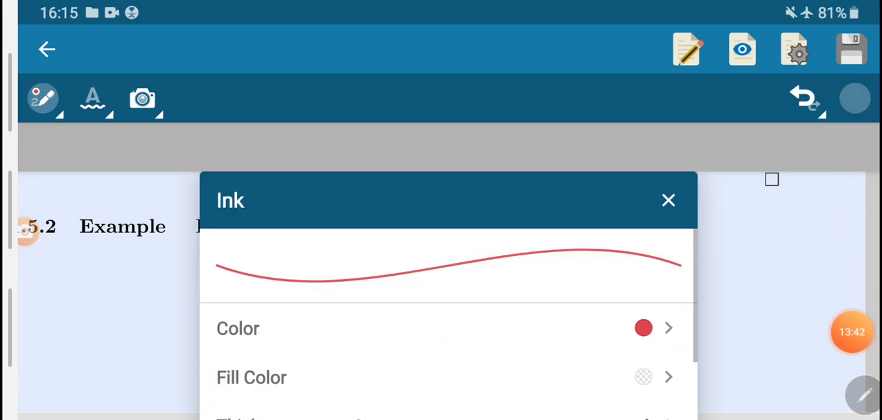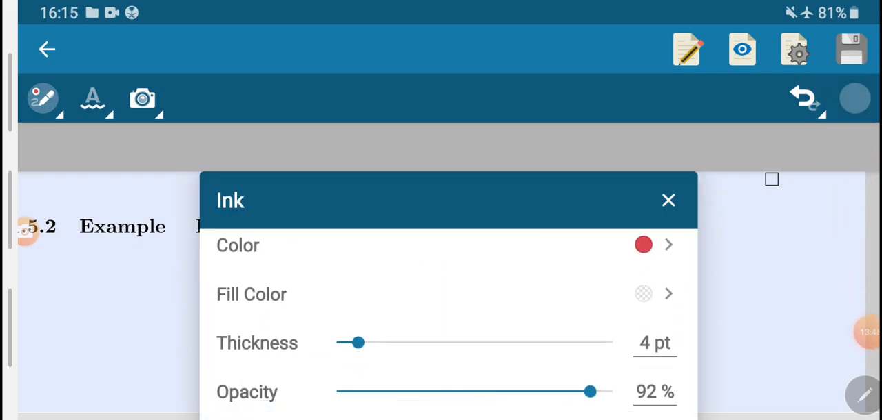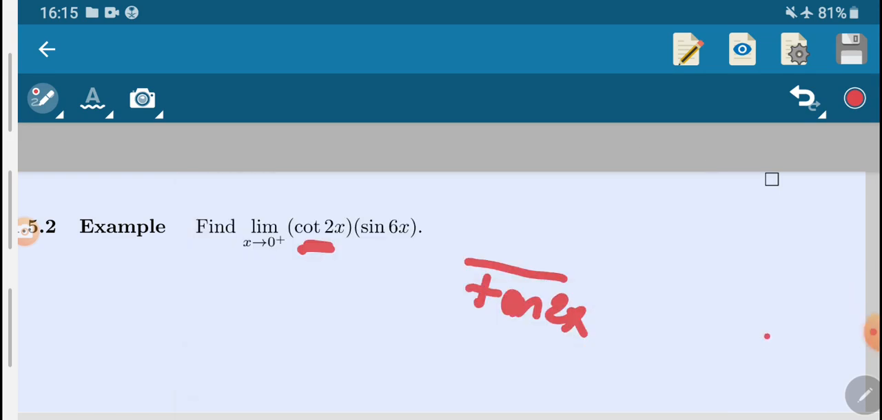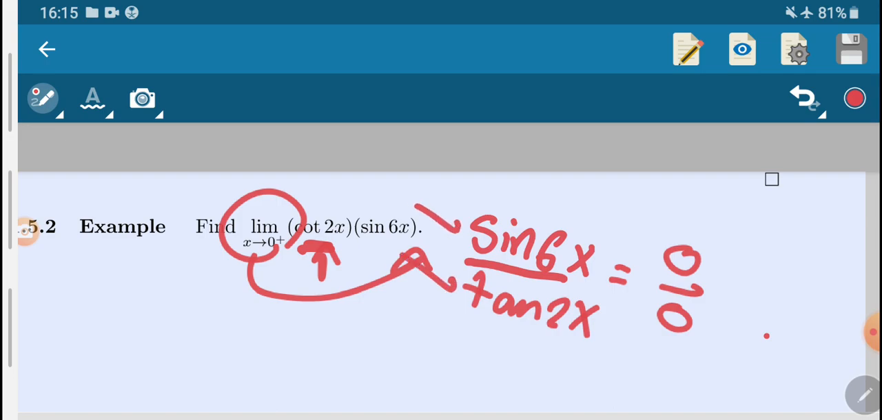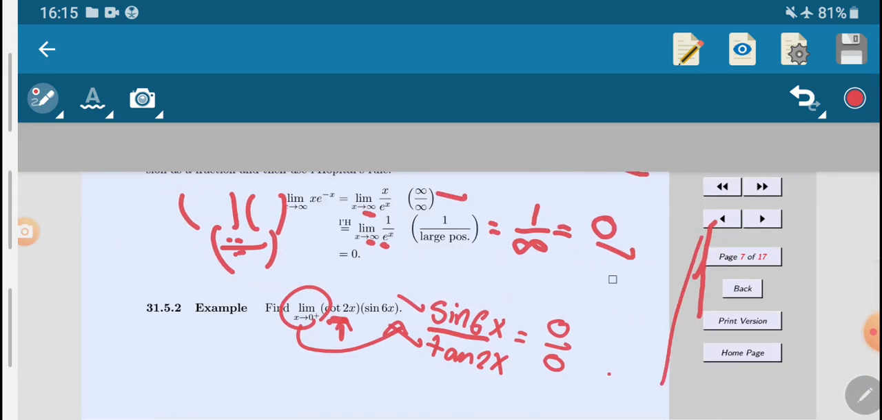Okay. I want to make the pen here. Sine 6x over tangent 2x instead of cotangent. So I can determine the limit, but after replacing x by 0, it becomes 0 over 0. Sine 0 is 0, tangent 0 is 0. So we have to find the derivative up and derivative down using the L'Hopital rule to find the limit. Let's see how.